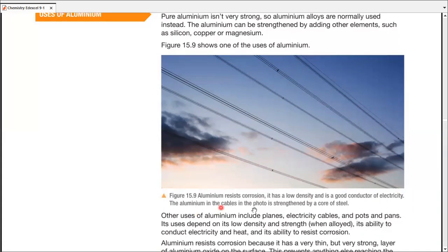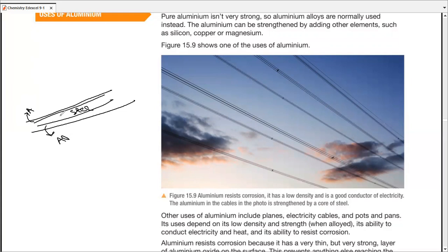So sometimes the aluminum in the cables in the photo is also strengthened by a core of steel. Core of steel means we use the inner part as steel and we wrap it around with Al. This small portion is Al, this small portion is Al. So steel is strong. If aluminum is wrapped around steel like this, or maybe just on top of it as layers, it can work well. It will have strength and it would have all of its properties as such.